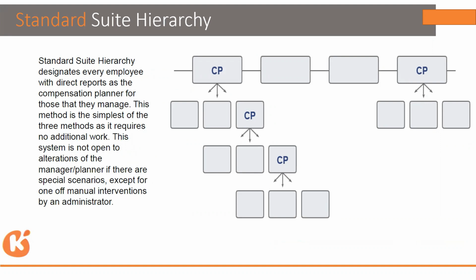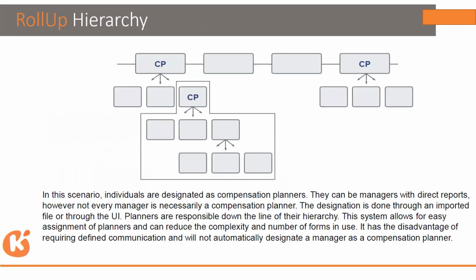The only difference is that with the standard hierarchy, when you select the top people, it will generate for everybody, and you don't have a choice. You can't remove anyone. But with the roll-up hierarchy, you have an option to remove certain people. So that's the basic difference between the roll-up and the standard hierarchy.